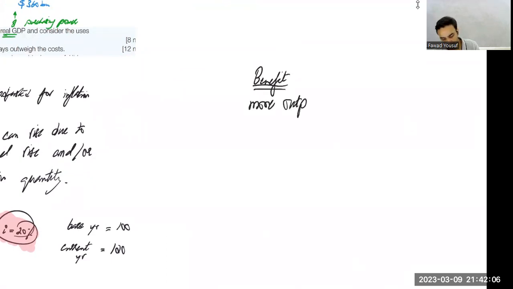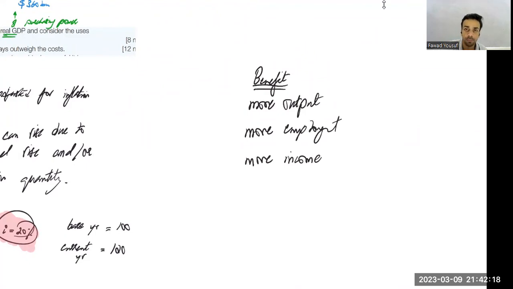more output is a reasonable thing to say. More employment is a reasonable thing to say. More income is a reasonable thing to say, because all of these things improve people's living standards. Okay, let me just go back for a second.